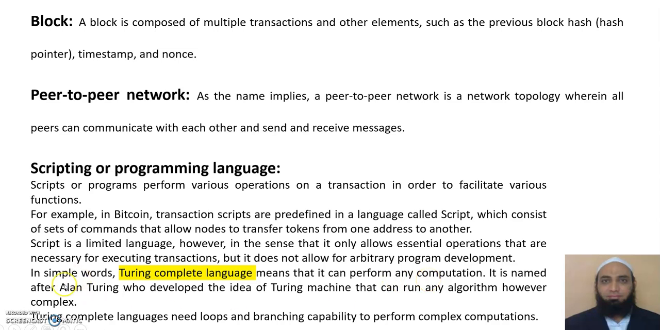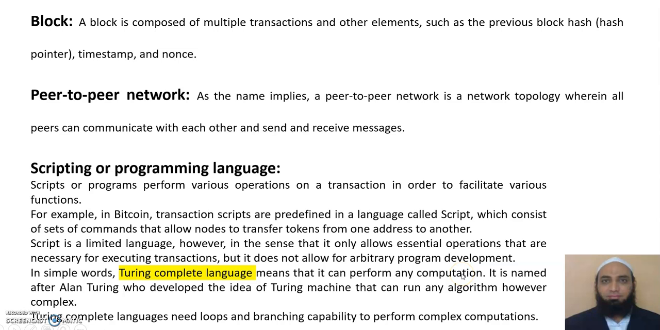It is named after Alan Turing, the scientist who developed the idea of the Turing machine that can run any algorithm, however complex. As we all know, Bitcoin or blockchain transactions are very much complex. So there is a Turing complete language which is going to take care of all these computations.